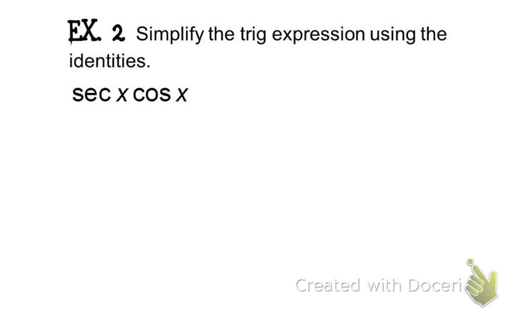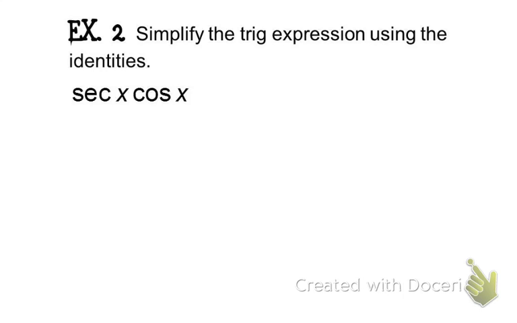Okay, example 2, and all of the rest of these examples are going to be simplifying the trig expression using the identities. And our goal when we simplify is to try to get things in terms of sine and cosine in as few terms as possible.